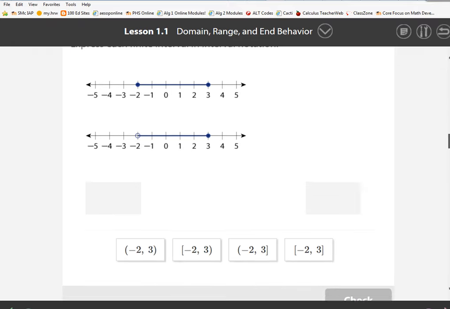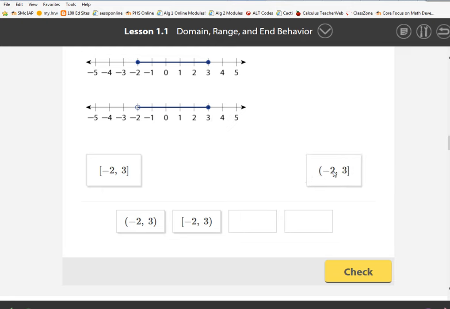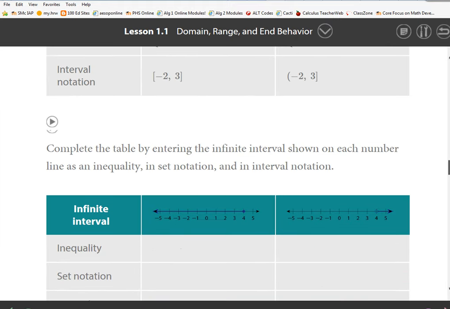using interval notation? Let's see, Gabe, which one's this? Last one, okay. Good. And how about that guy? Looks good. All right. Table's complete. Looks good.